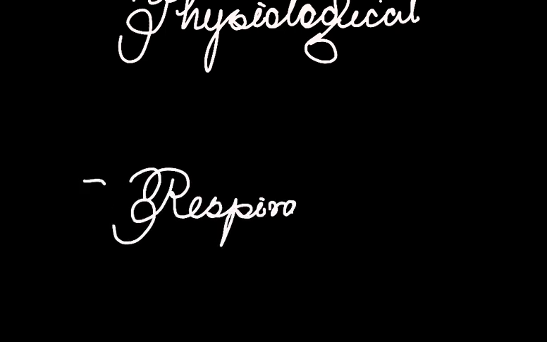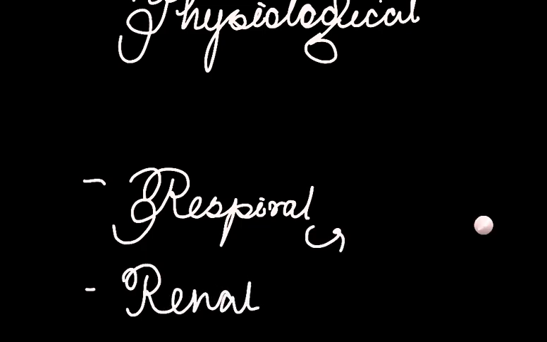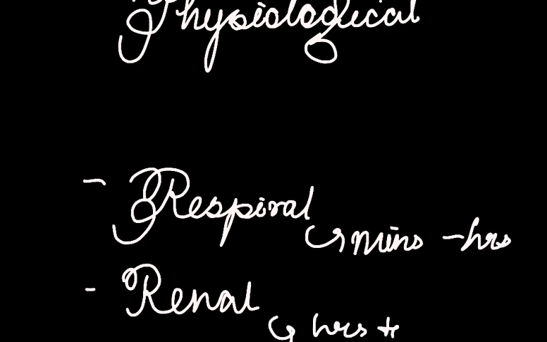Actually physiological buffers work only when the chemical buffers do not work, and in physiological buffer we have two buffers. One is considered to be a respiratory buffer, another is considered to be a renal buffer. Actually respiratory buffer is very fast. It takes minutes to hours for the respiratory buffer to occur. However, renal takes hours to days. That means it takes a longer period of time.